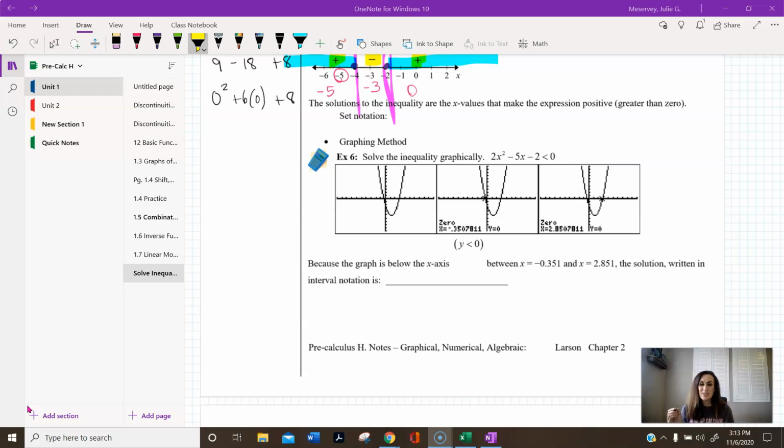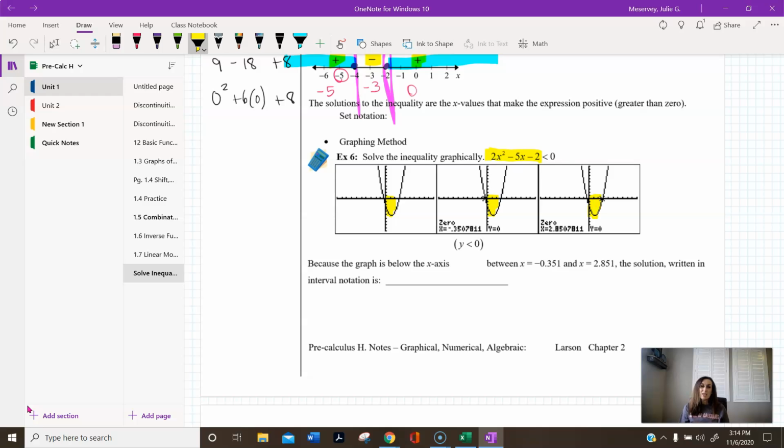Example 6 is showing you how you could use your graphing calculator to graph the solution. So what you would do is you would take your calculator, go to y1, and just simply graph 2x squared subtract 5x subtract 2. It's a parabola. But because we have an inequality, we're looking for areas in the parabola that are less than 0. So you can see that we fall less than 0 in this area right in here.